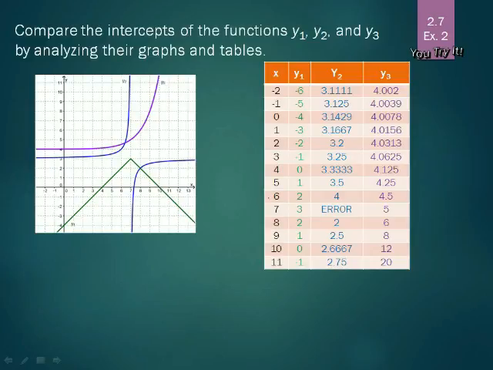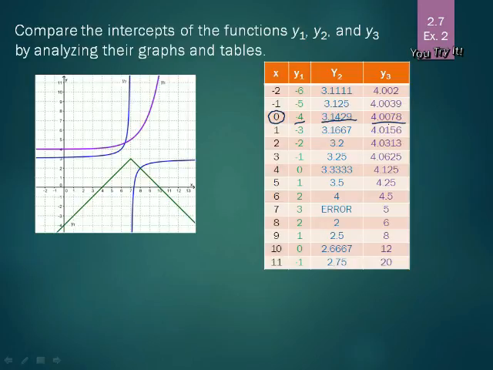Compare the intercepts of the functions y1, y2, and y3 by analyzing their graphs and tables. Okay, so let's first look at our y-intercepts in our table, which are when x equals 0. So y1 will have a y-intercept at -4, y2 at 3.1429, and y3 at 4.0078.